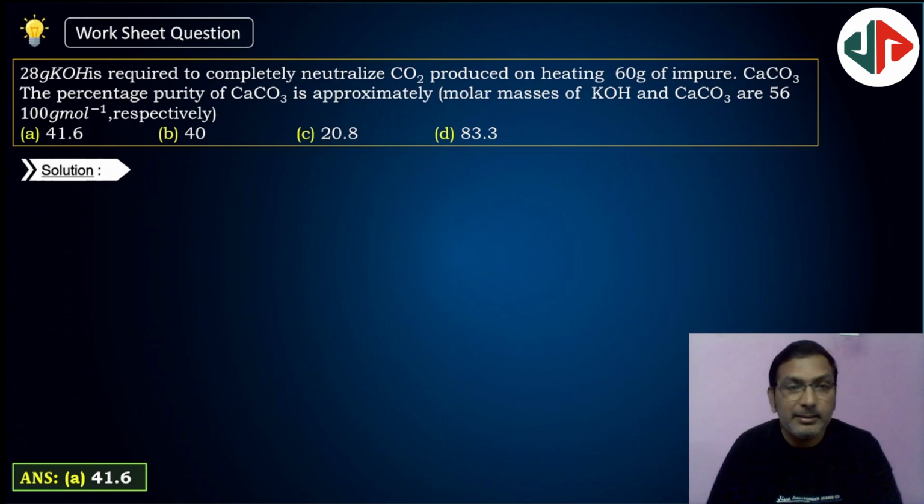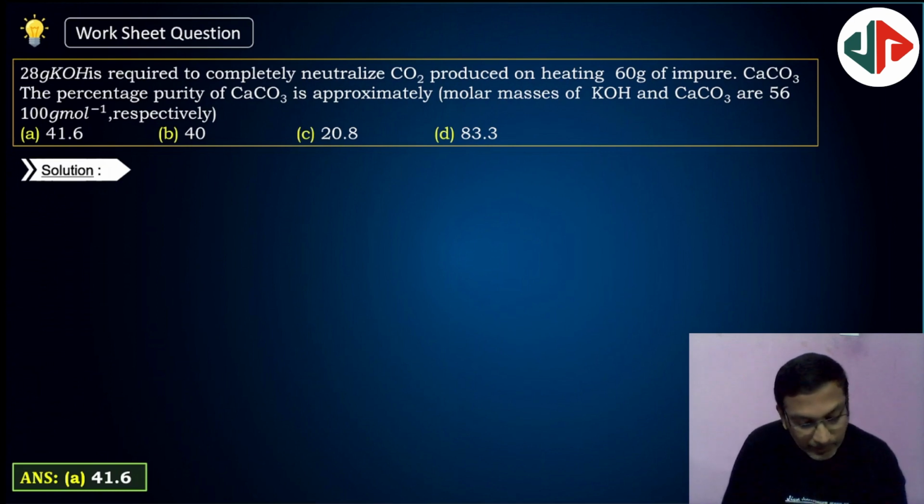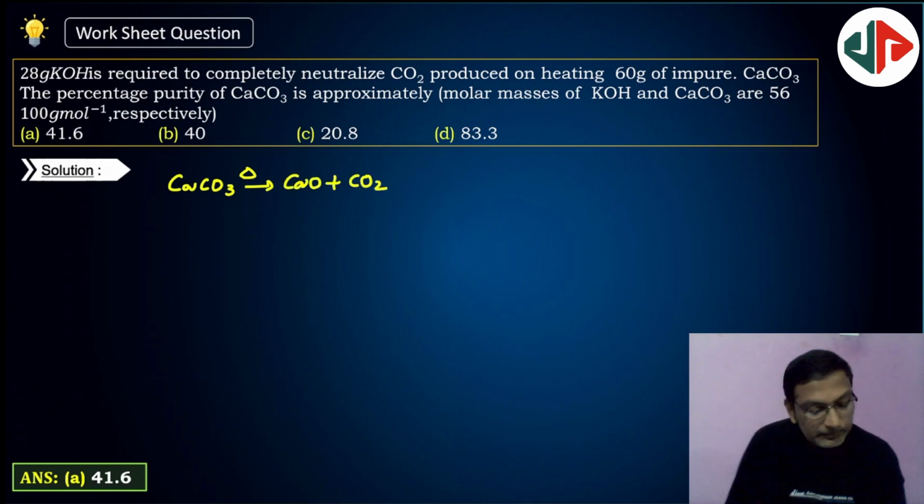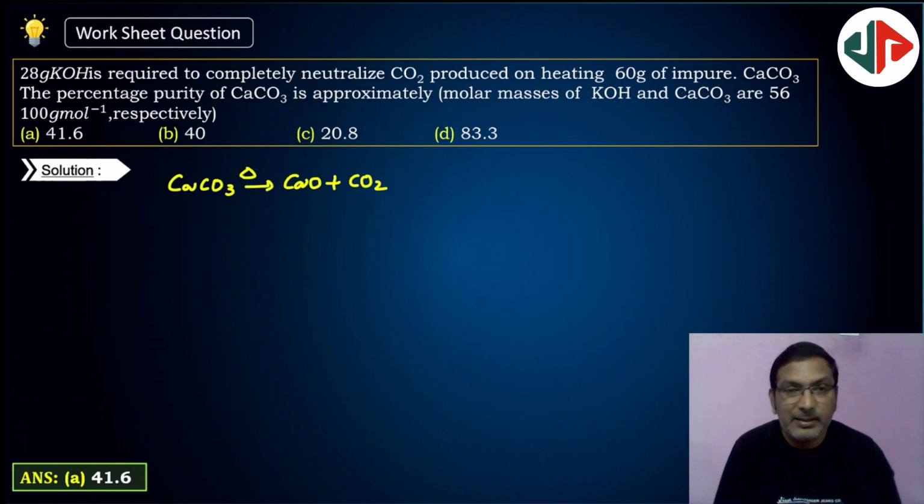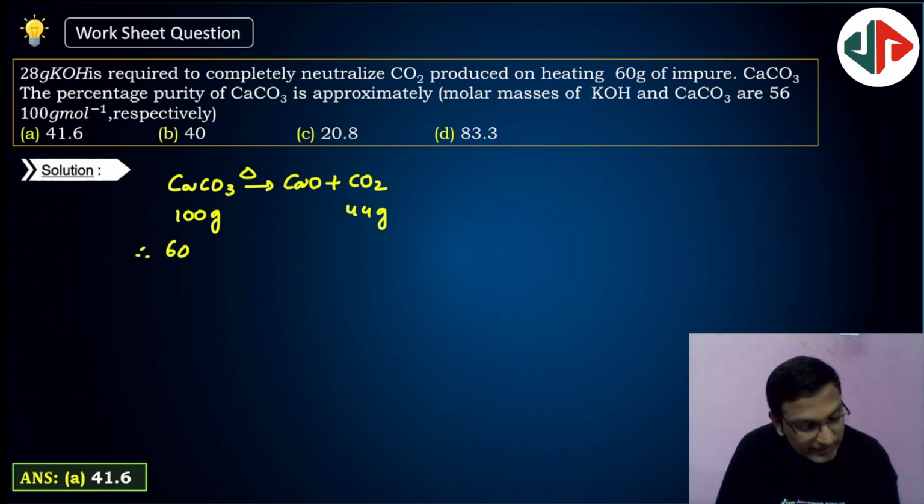So this one is also a simple one. First, CaCO3 decomposition. I am taking here CaCO3 on heating gives CaO plus CO2. This CO2 liberated from decomposition of CaCO3 will be neutralized by 28 grams of KOH, that is given. Here, if we take 100 grams of CaCO3, 44 grams of CO2 will be obtained according to the equation. But here 60 grams is given, therefore for 60 grams, say x grams.